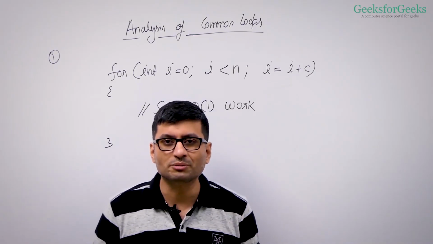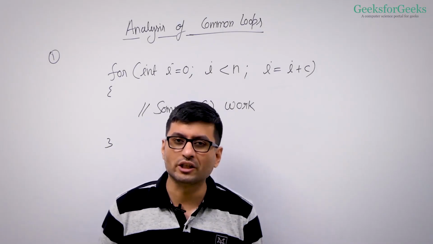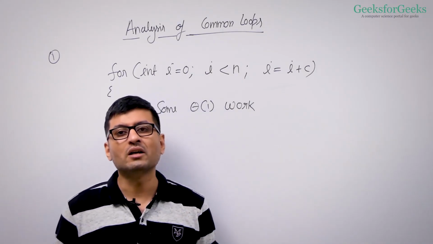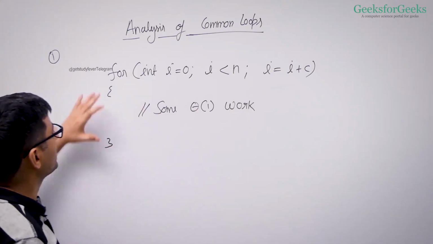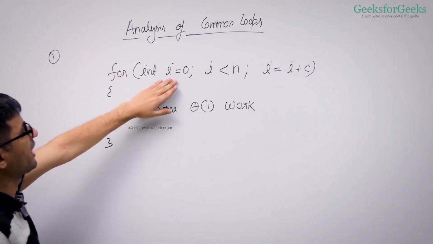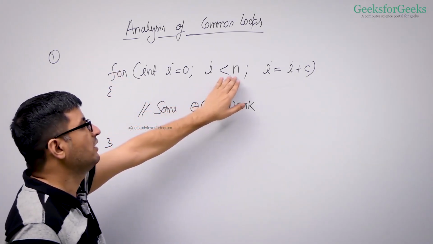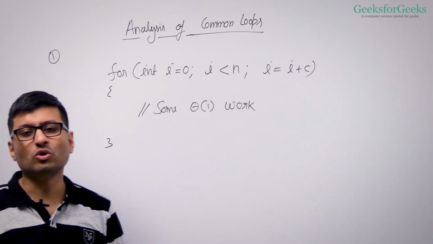After seeing the common loops, we will talk about nesting of loops, loop one after the other, so that we get an idea how to analyze a big program. Let us take a look at this loop. We have a loop for int i equal to 0, i smaller than n, i equal to i plus c. So how much time is this loop going to run?